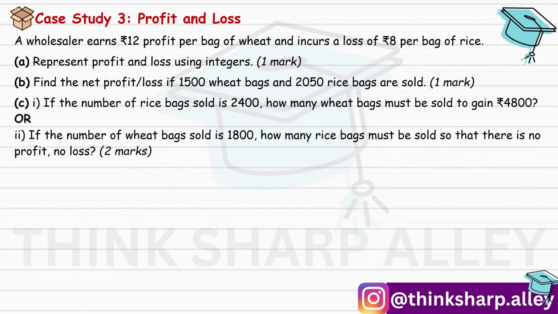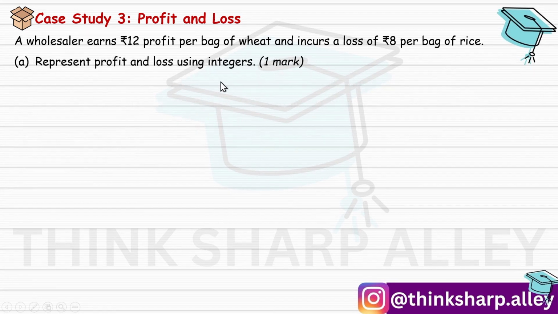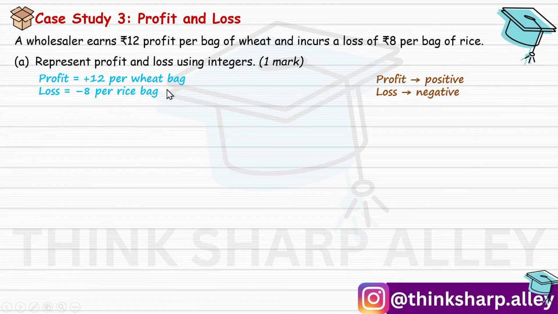Now this next one is very important because students didn't make calculation mistakes, they made understanding mistakes. Here we have been given a wholesaler earns rupees 12 profit per bag of wheat and incurs a loss of rupees 8 per bag of rice. So we have to represent the profit and loss using integers. Now in integers, profit is denoted by positive numbers and loss is denoted by negative numbers. So here profit is equal to plus 12 per wheat bag and loss equal to minus 8 per rice bag.